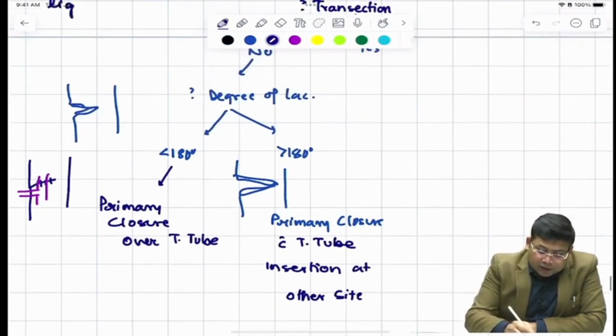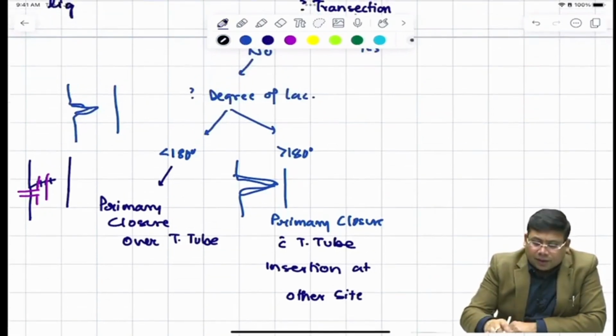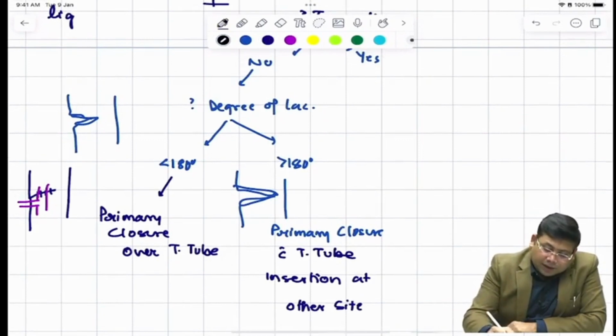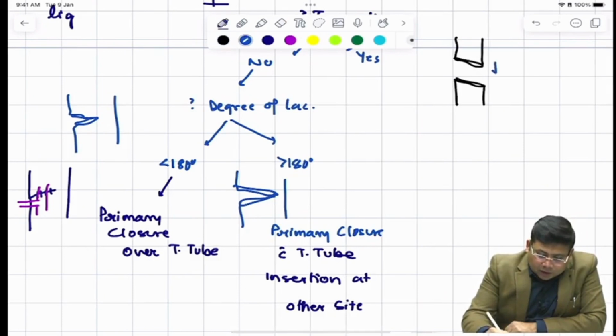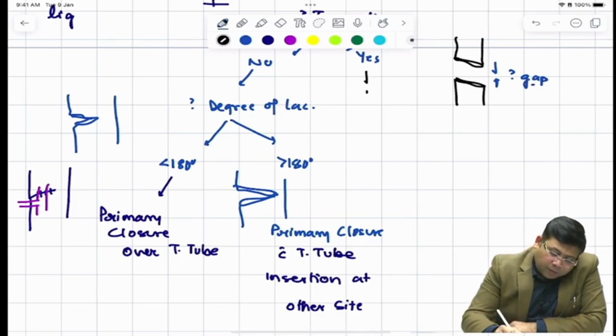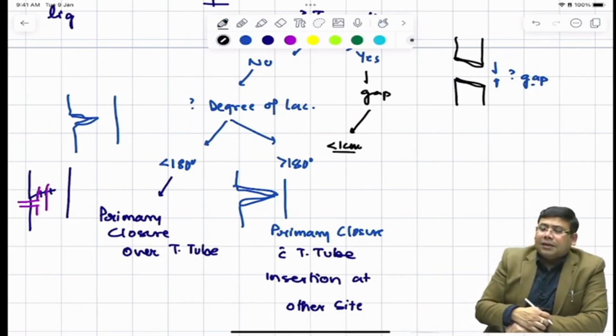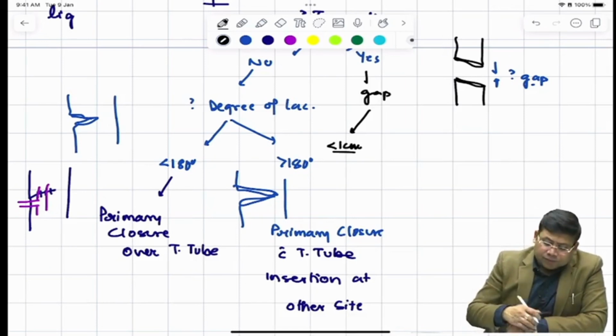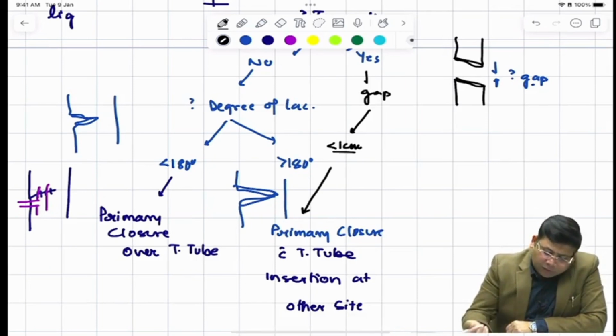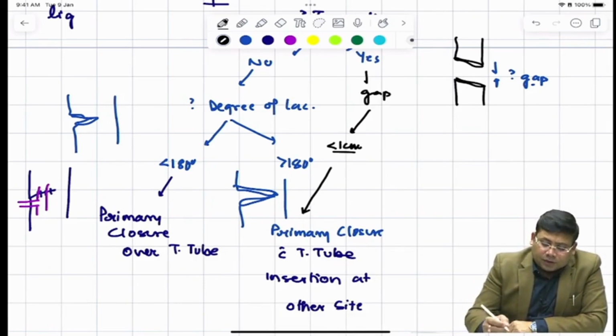Now, if there is laceration, this is the management. If there is complete transection, what do you mean by complete transection? This is one segment, this is another segment. The next thing that you need to understand is what is the gap in between them. This is very important. If the gap between them is less than 1 centimeter, in that case you will have to go for primary closure with T-tube insertion at another site.